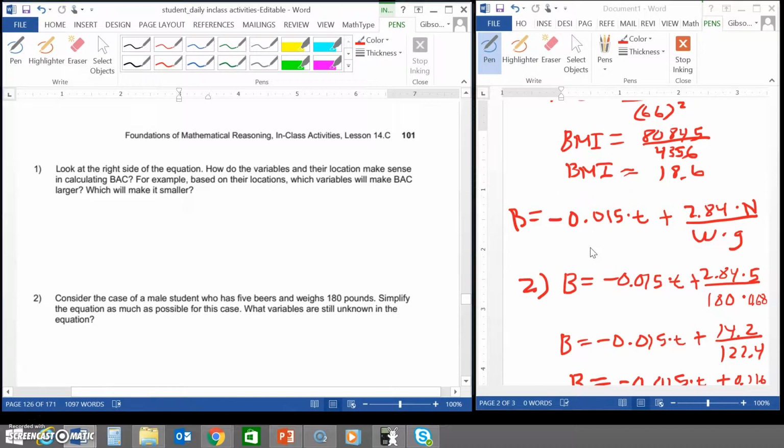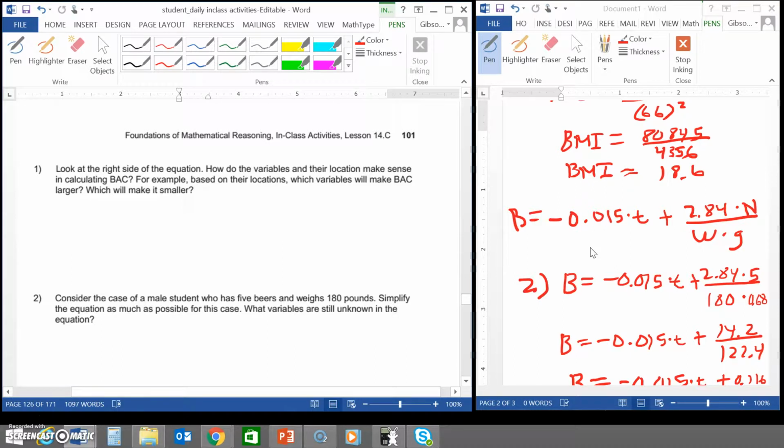The number of drinks is in the numerator, so that will increase the BAC. And larger weights in the denominator will decrease the BAC. Again, you can rewind this and rewrite what I just spoke.